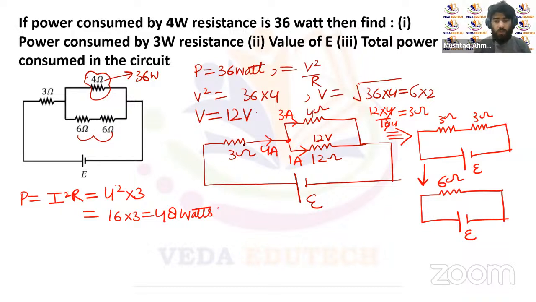But we know the power of each and every resistor here. The power consumed by this 3 ohm resistor is 48 watts. The power consumed by this 4 ohm resistance is 36 watts, right? And the power consumed by this 12 ohm resistor is 12 watts. So the 12 ohm resistor consumes 12 watts power.